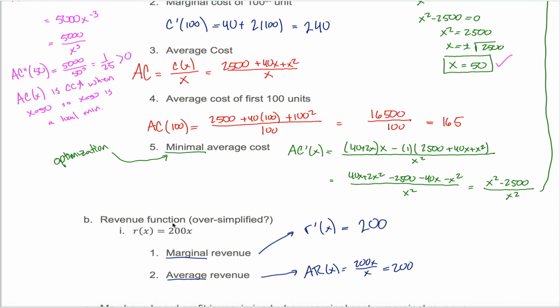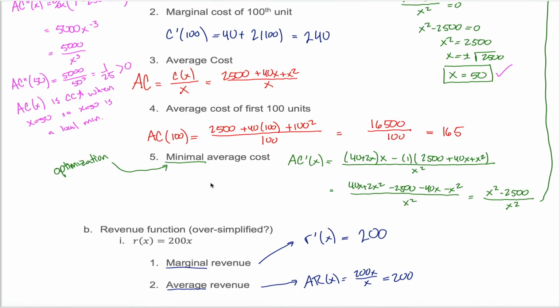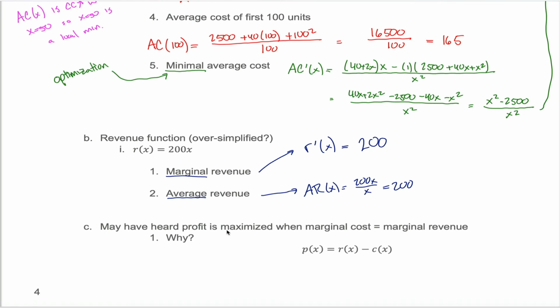In this case, because our revenue function is super simple, our marginal revenue ends up being 200 and our average revenue ends up being 200 no matter what our value of x is equal to. Why did I bother with this? Well, because now that we have a cost function and a revenue function, we can talk about profit.